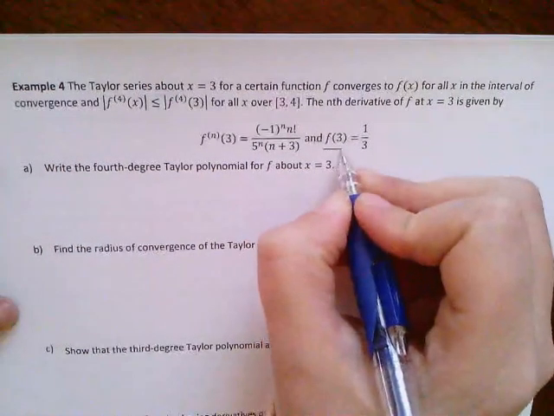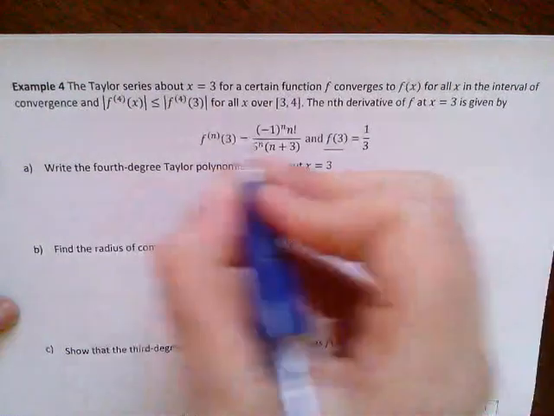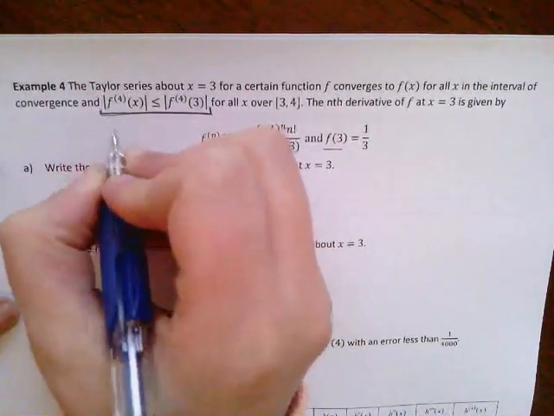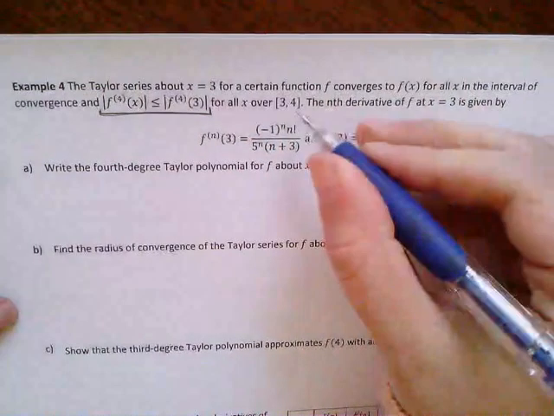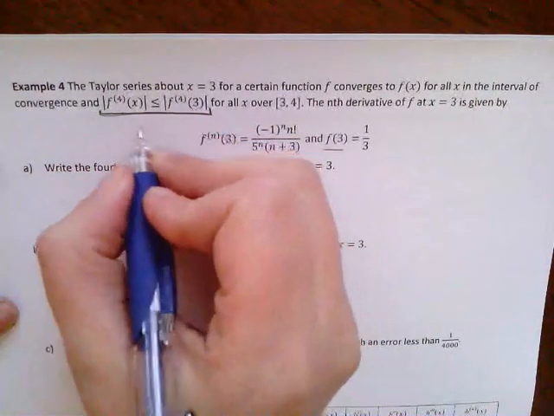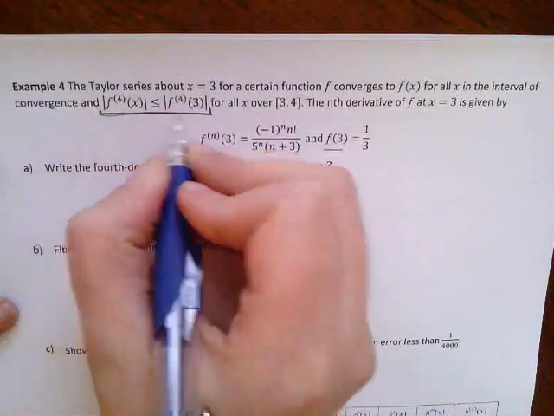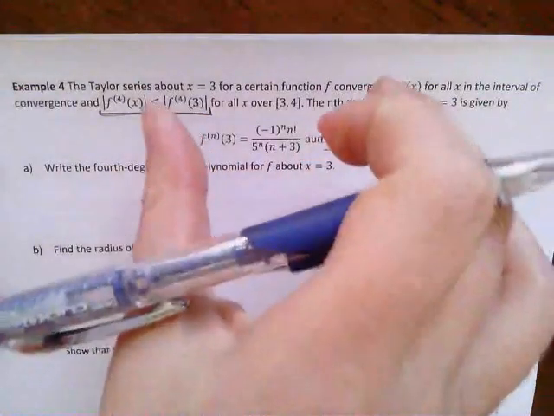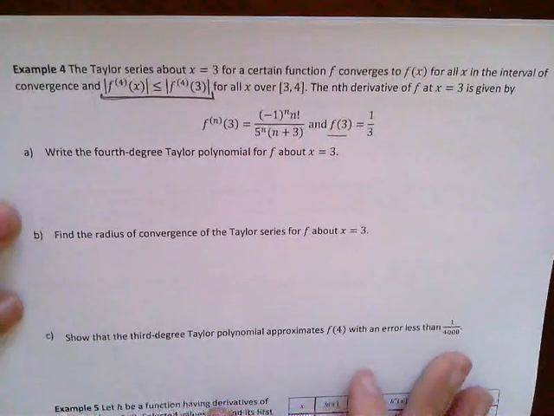And we're given f of 3. So this we're going to come back to in just a second. Knowing the interval of convergence and this statement for all x over 3/4, that's what we're trying to figure out. So let's come back to it.